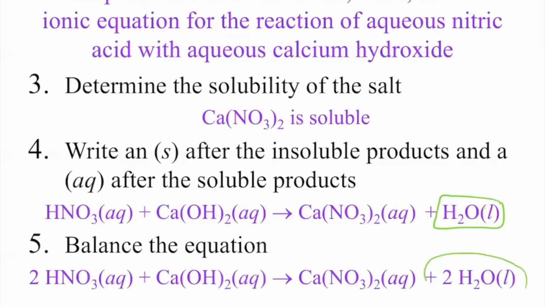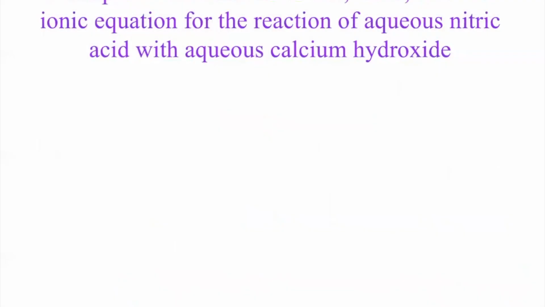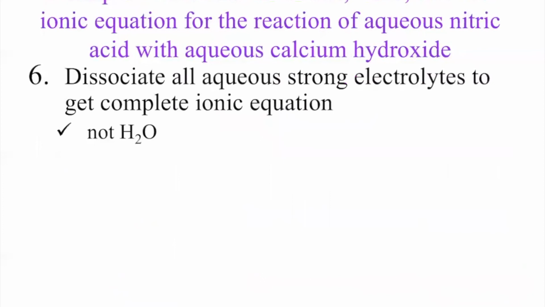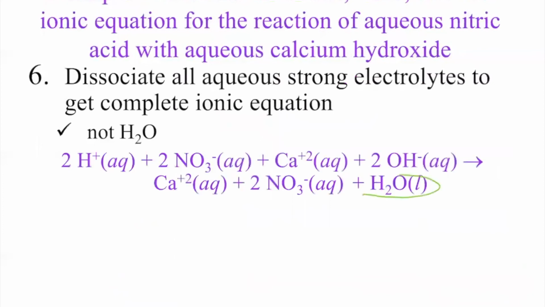So now you're going to get the ionic equation. So this is the molecular. This is the molecular equation. Now you're going to have your ionic equation. So you're going to dissociate everything except for this. Notice how we dissociated from the molecular equation. So this is your net ionic.